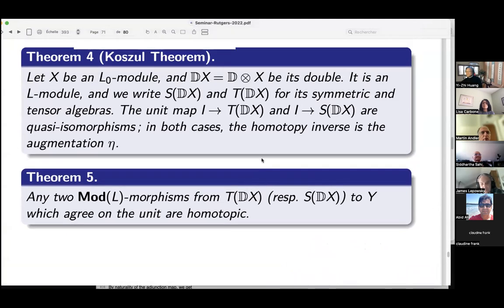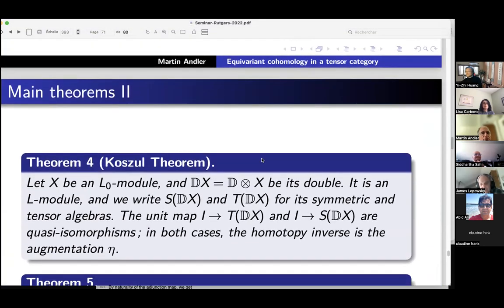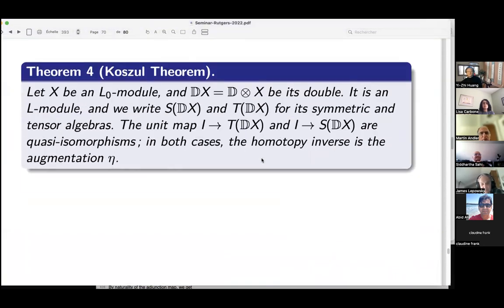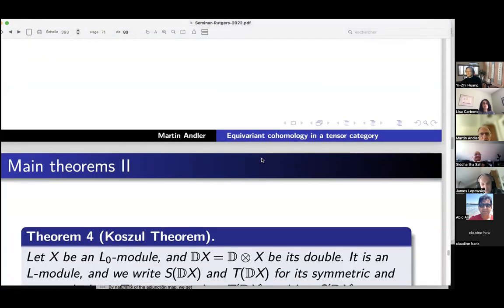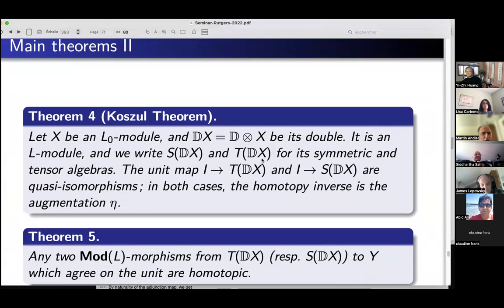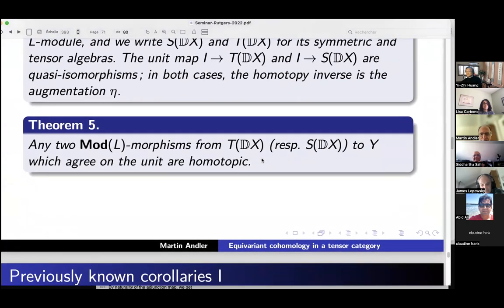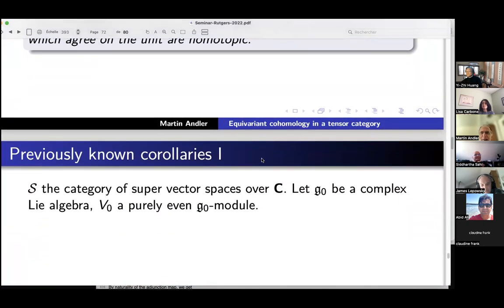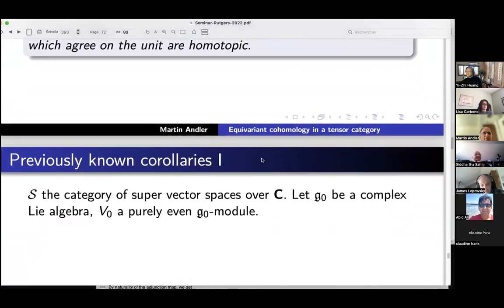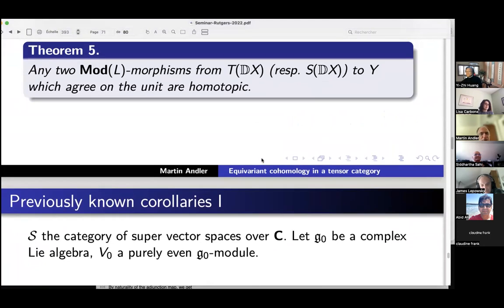Okay, so these three theorems are the main theorems of this paper. And now the talk is going to be short. I was quicker than expected. These theorems have corollaries, which were previously known.